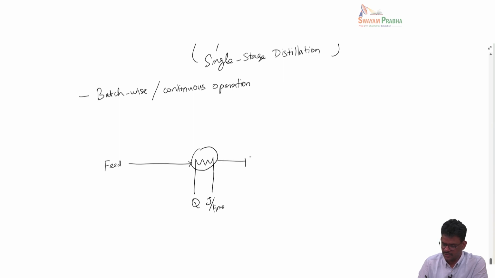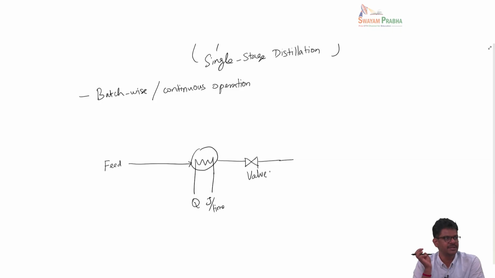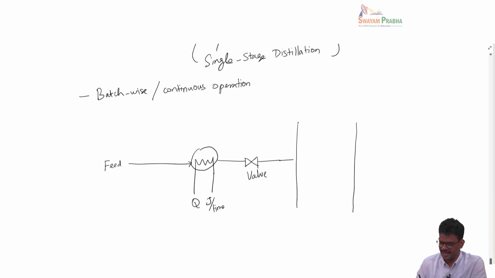Then we have what is called a throttling valve. So this is a valve, and this valve will try to change the temperature and pressure of the mixture so as to partially vaporize the incoming mixture. And this stream is then sent to a large vessel. This is called the flash drum. This is supposed to be a cylindrical equipment.